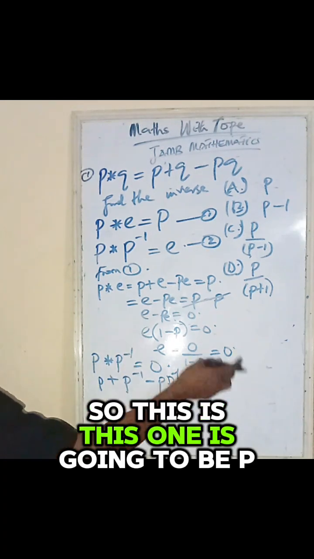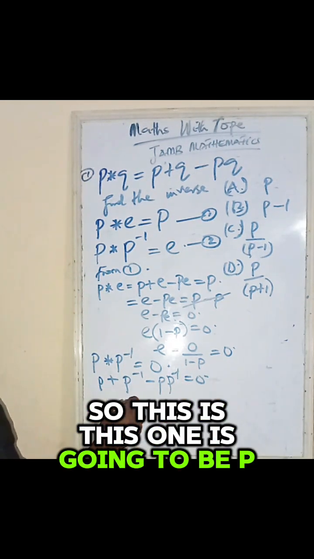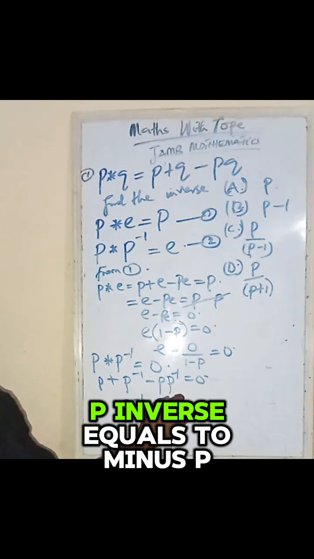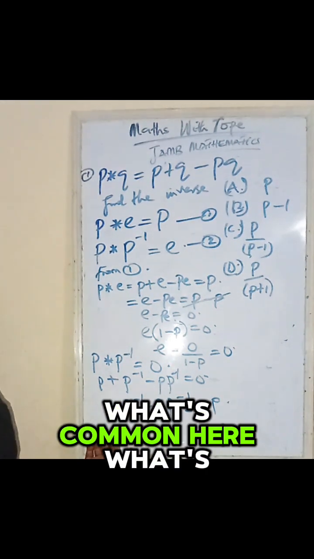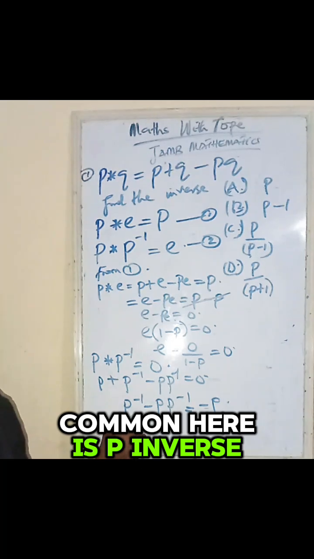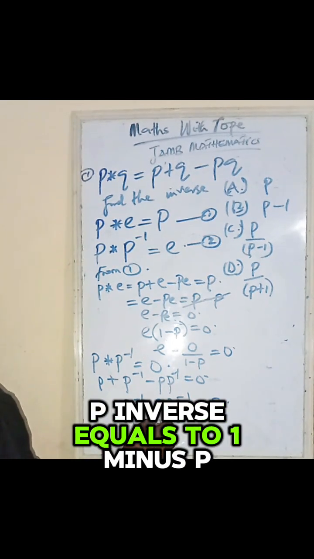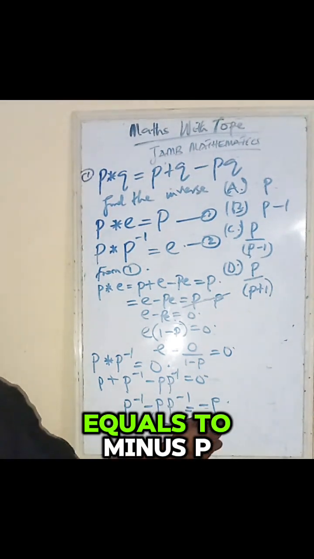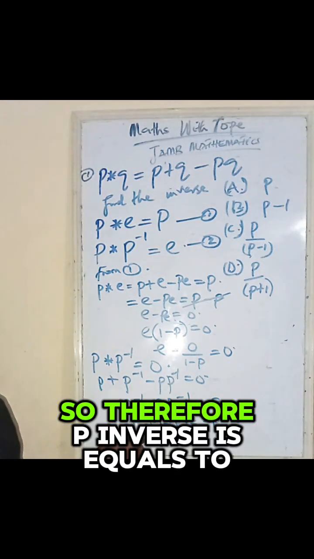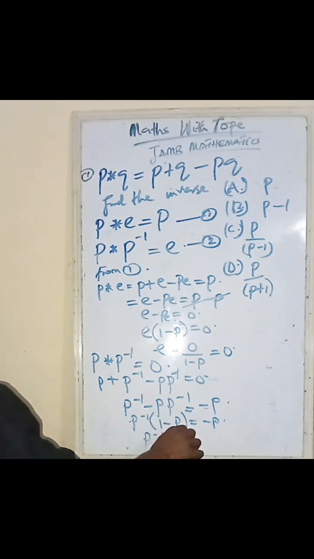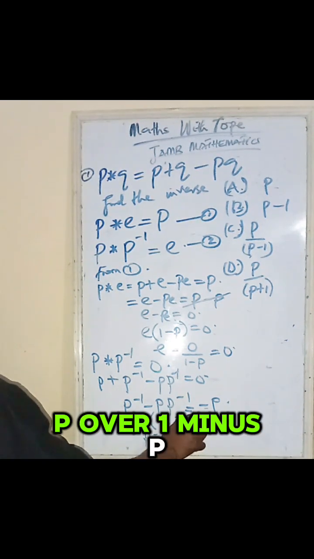So this one is going to this side. That will be P inverse minus P P inverse equals minus P. What's common here is P inverse. P inverse times 1 minus P equals minus P. So therefore, P inverse is equal to minus P over 1 minus P.